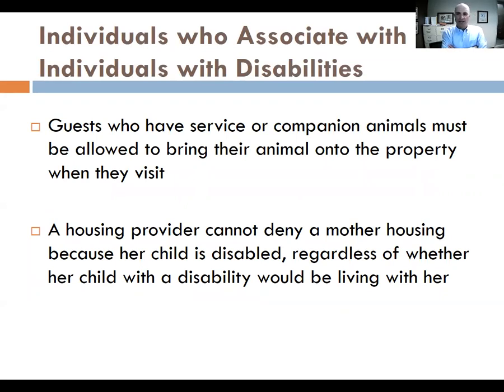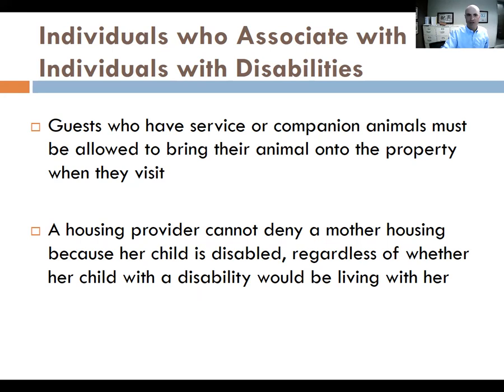I'm just going to touch on this because this is kind of a tough area, but you need to know that guests who have service or companion animals must be allowed to bring their animals onto the property when they visit. People don't realize this, but if you have a resident who has a disability and their guests or friends have disabilities, such that they're associated with a person with a disability, then you have to accommodate those people when they come to the property.